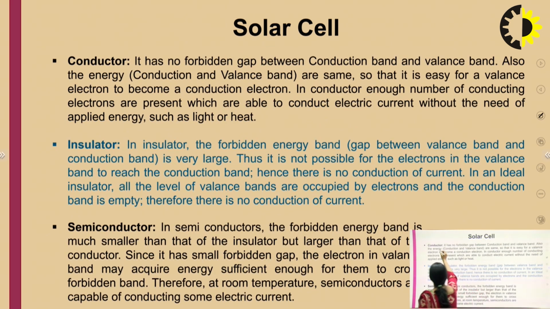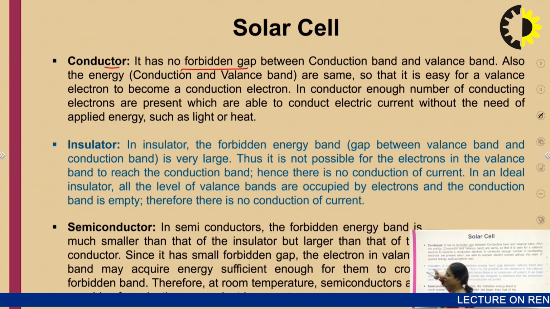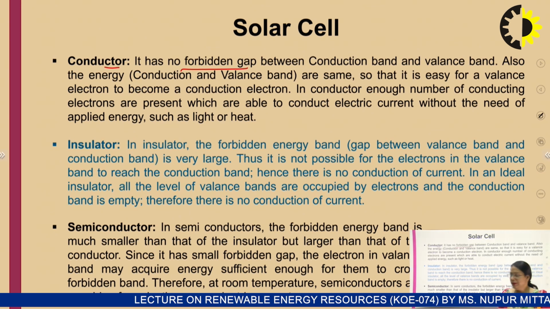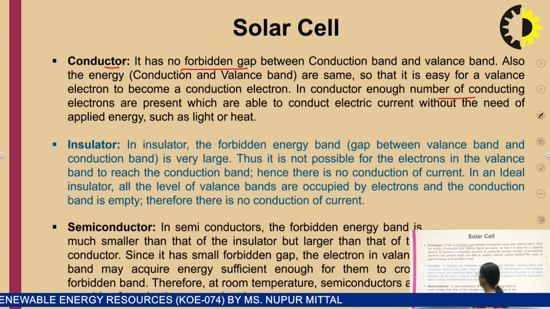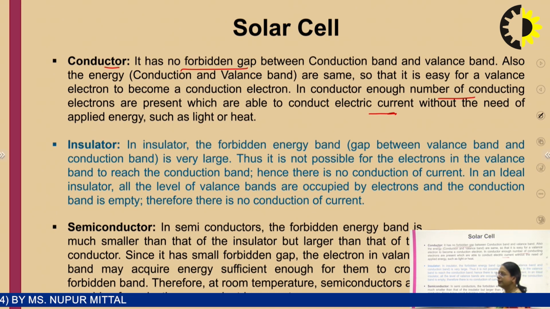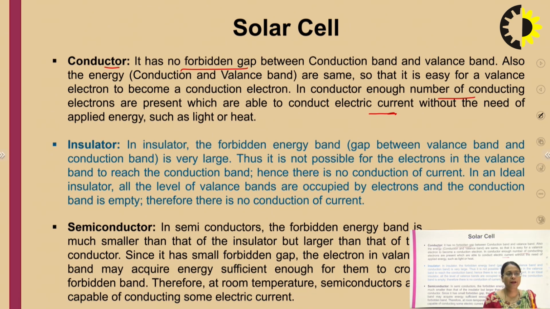So I'll discuss one by one. First of all, with the conductor, since it has no forbidden gap in between the conduction band and the valence band, the energy levels in both the bands are the same. So it is very easy for a valence electron to become a conduction electron, right. So in a conductor, enough conducting electrons are present which are able to conduct electric current without the need of external or applied energy such as light or heat.